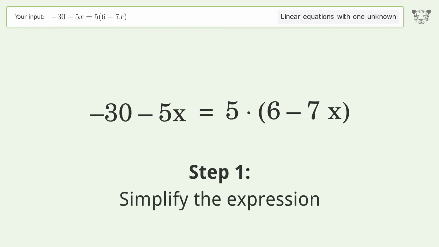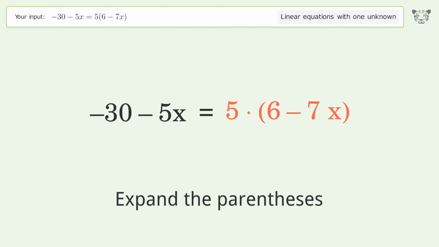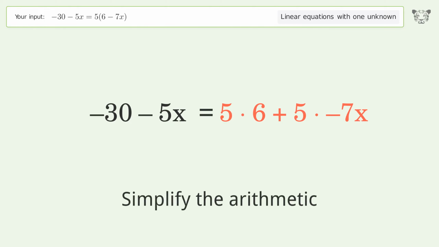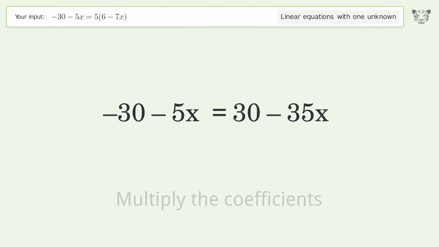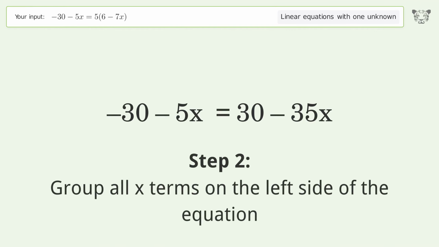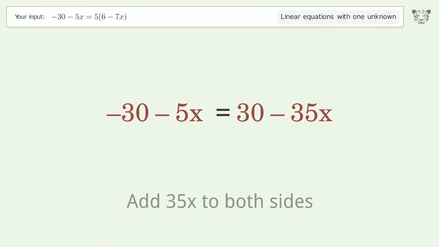Simplify the expression. Expand the parentheses. Simplify the arithmetic. Multiply the coefficients. Group all x terms on the left side of the equation. Add 35x to both sides.